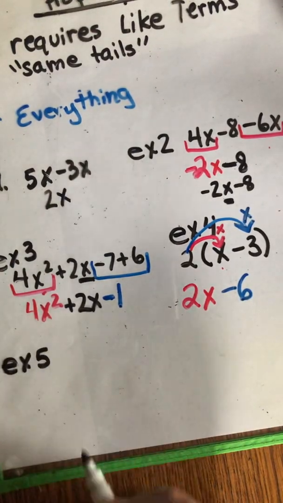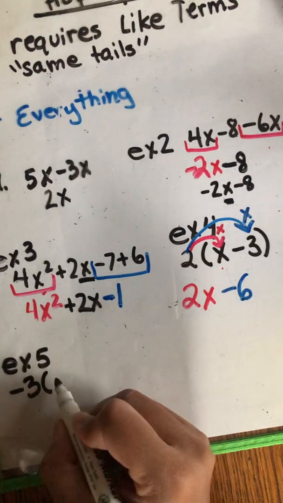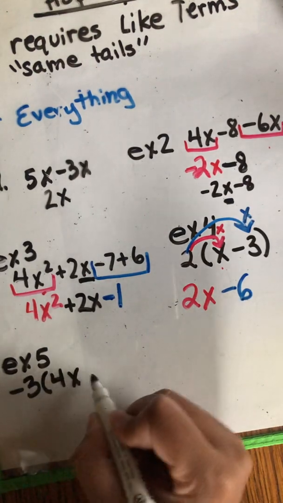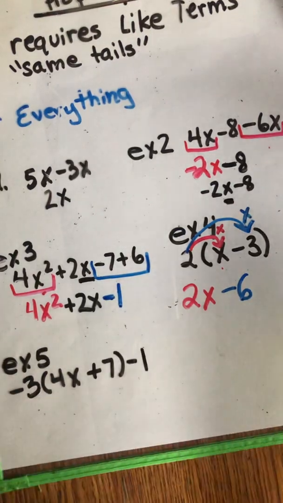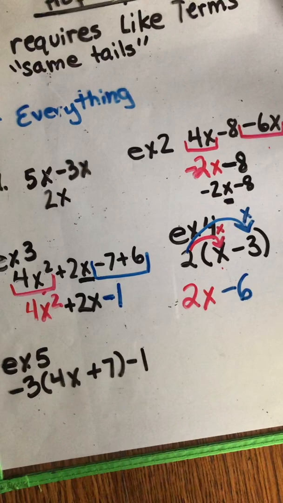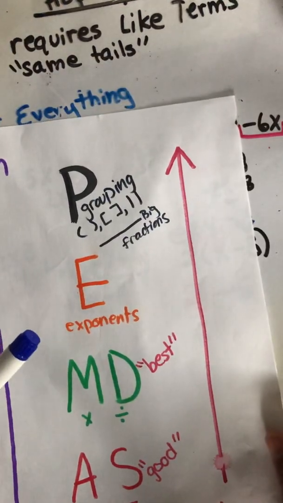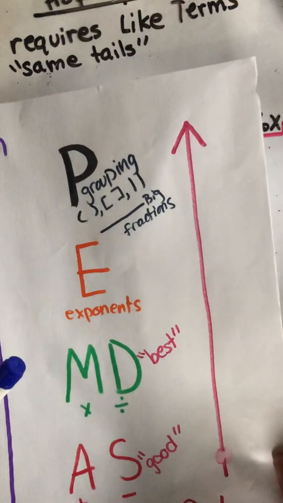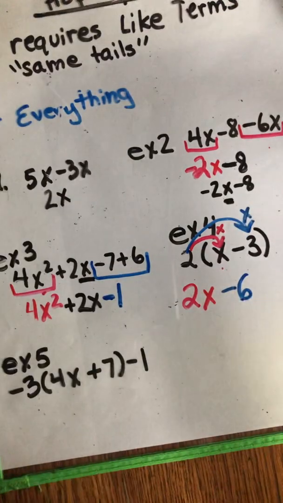Example 5. I'm going to do a negative 3 times a 4x plus 7 and a minus 1 on the outside. So let's see what we can do. We're not doing P inside the parentheses. They're not like terms. We don't have any exponents, so we're skipping that. We're on multiplication and division. So let's go ahead and see.